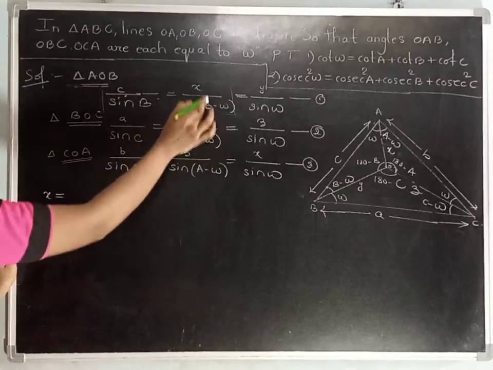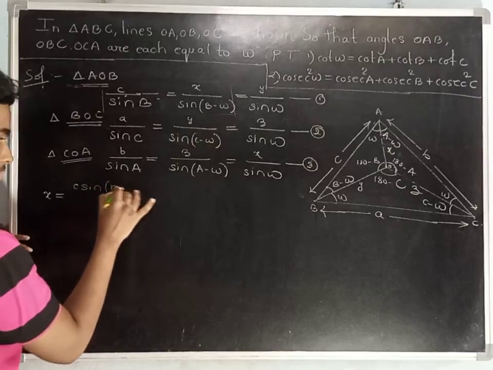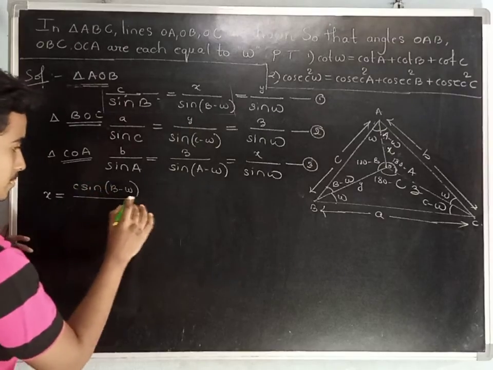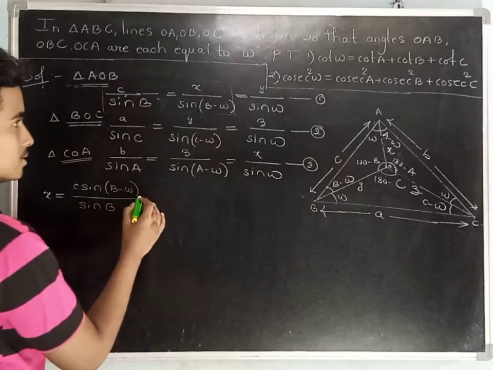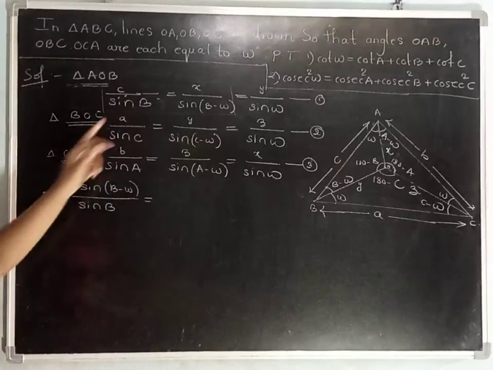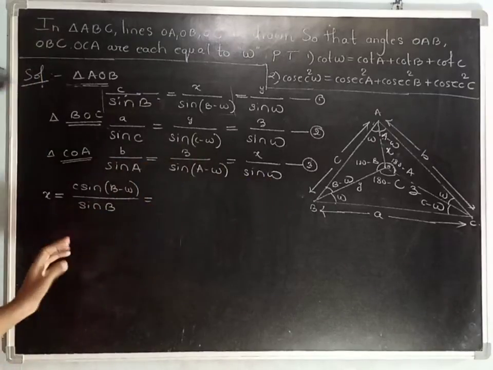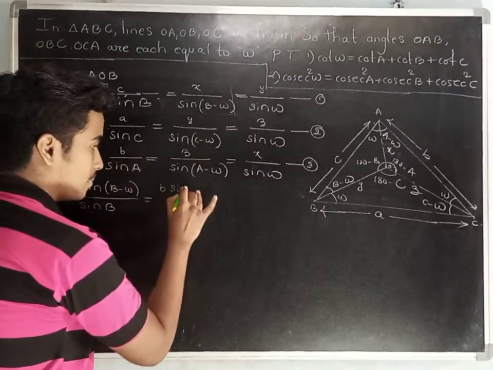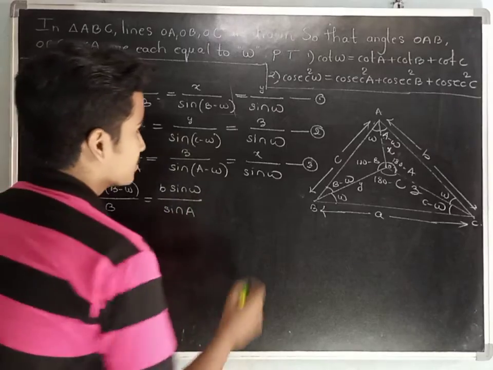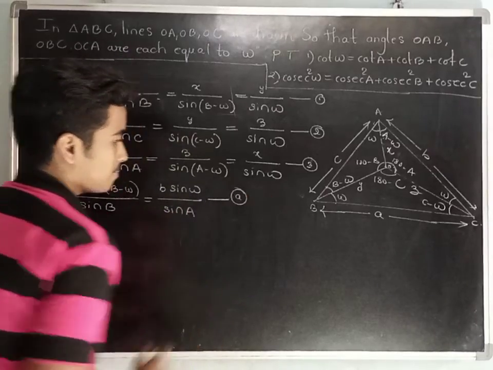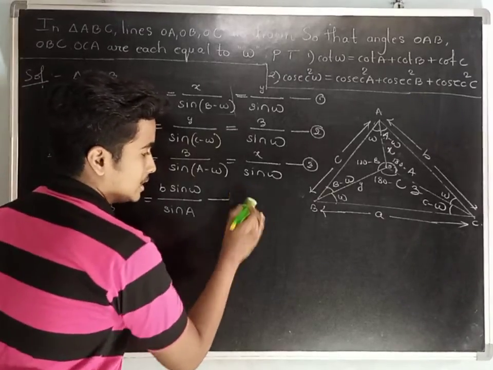Now, X is equal to C sine (B minus omega) by sine B, which is nothing but X by sine omega, which is nothing but B by sine A. It's nothing but B sine omega by sine A. Right? This is equation number 1.